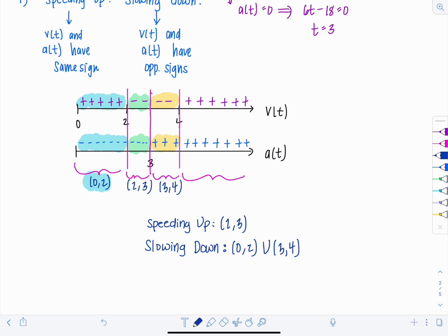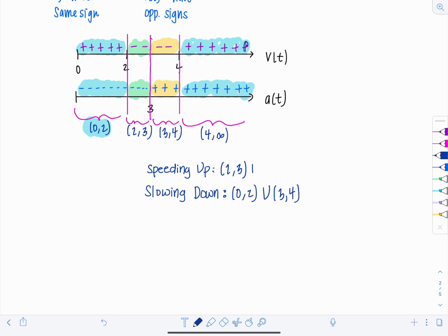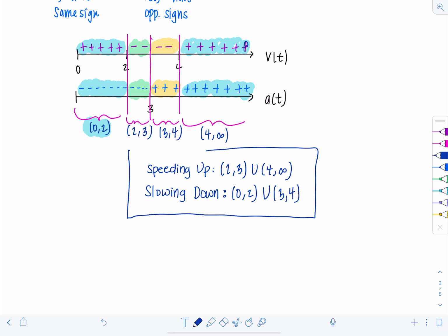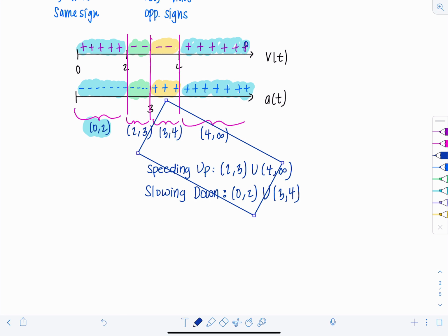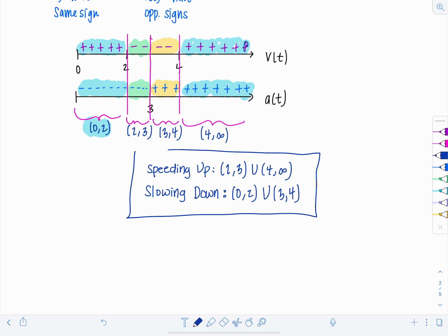And then last interval is from 4 to infinity. And notice they both are positive. Here, positive, positive. So if they have the same sign, then that means the particle is speeding up. Ooh, it speeds up for all eternity, my goodness. And that's our answer, okay? So I think that's the cleanest way to organize the info. It's always served me well. Just make sure you box everything nicely at the end. Oh, beautiful. There's a good answer.